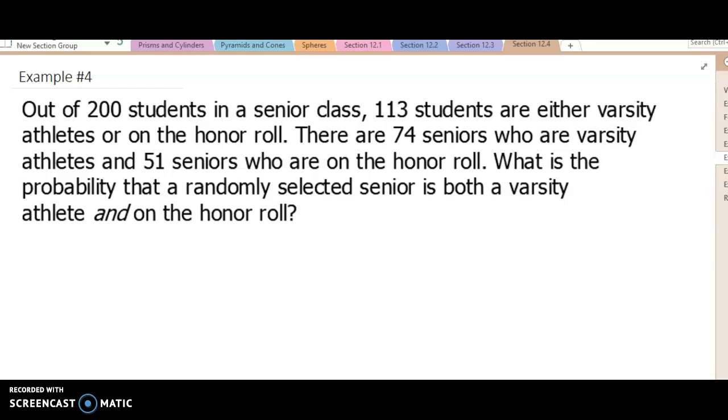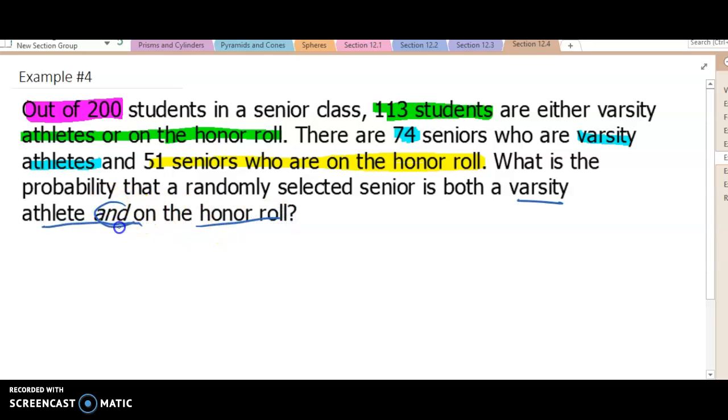Okay? So it says out of 200 students, and I'm going to highlight here. So we have 200 total students in the senior class. 13 are either varsity athletes or on the honor roll. Okay. Then there are 74 who are varsity athletes, and there are 51 who are on the honor roll. Okay. What is the probability that a randomly selected senior is both a varsity athlete and on the honor roll? Okay. So we want to know the probability of A and B.